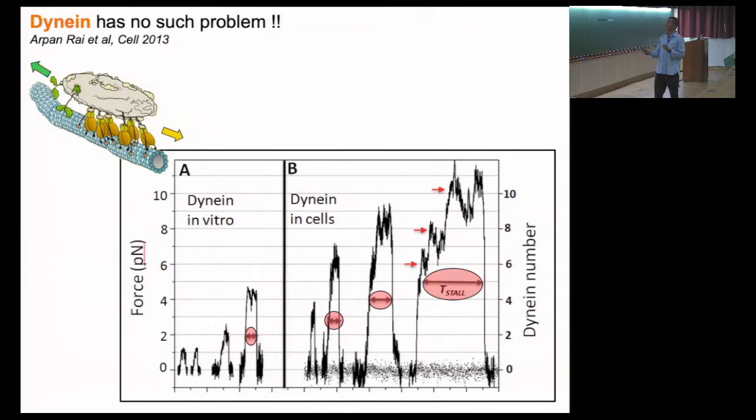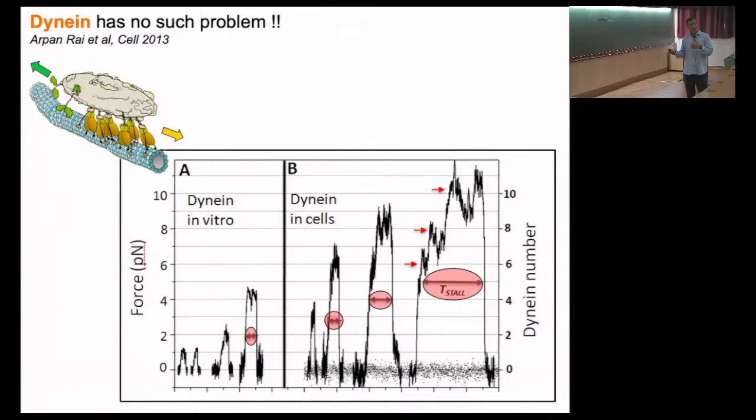Now, when we did the same measurement for the cargoes that were moving in the other way, towards the minus end, towards the nucleus, we saw something very interesting. It depends on the magnitude of the force. The magnitude of the force tells you roughly how many motors are working, and the duration of the force tells you how tenaciously they are working, or whether they can cooperate to work.